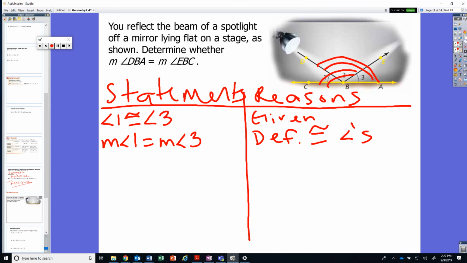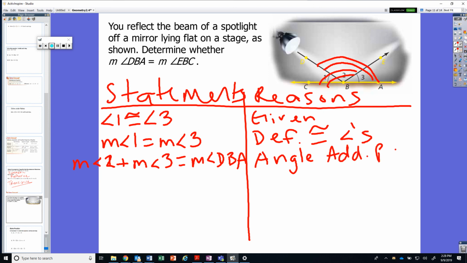What do you notice? Well, hopefully you see that the bigger angle DBA, the measure of angle DBA, is really the measure of angle 1 plus the measure of angle 2 plus the measure of angle 3. So that's what DBA actually is made up of. And then you ask yourself the question again, what allows me to make that claim? I know that I can add the two smaller angles to equal the bigger angle because of the angle addition postulate.